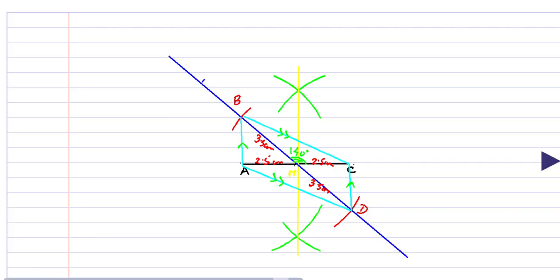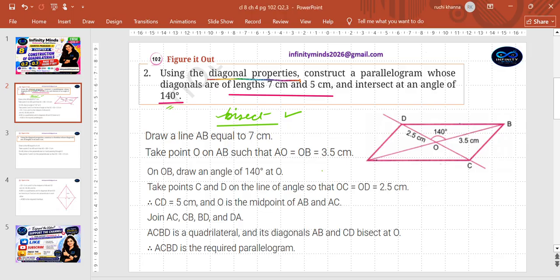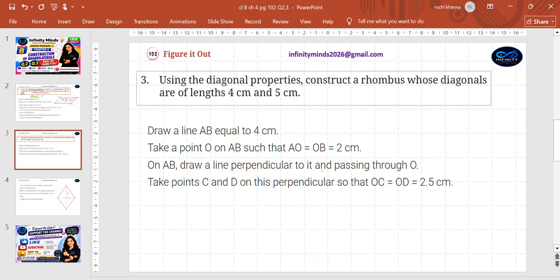So moving over, coming to question number 3 now. Using the diagonal properties again, construct a rhombus whose diagonals are of length 4 and 5 centimeters. So the diagonals' lengths are given. Yes, diagonals in a rhombus are unequal. What else do we know? Do they bisect? Yes, they do bisect.